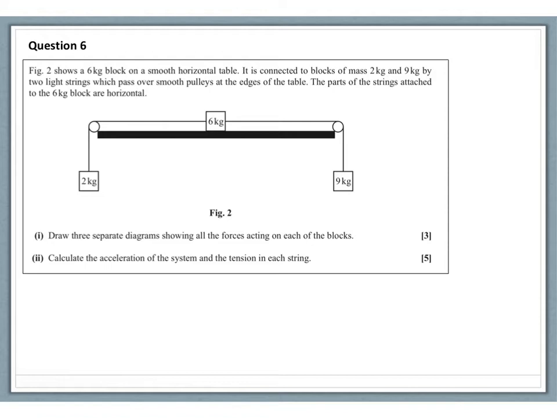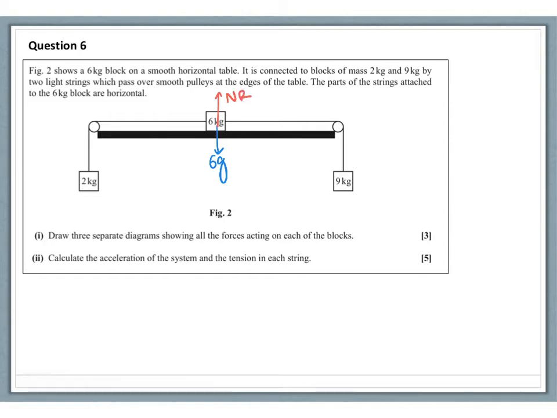Question 6 is all about 3 connected objects. We have a 6 kilogram block on a smooth horizontal table. So it has a weight of 6g, like that, and then that's balanced by a normal reaction of the table pushing up on the block.